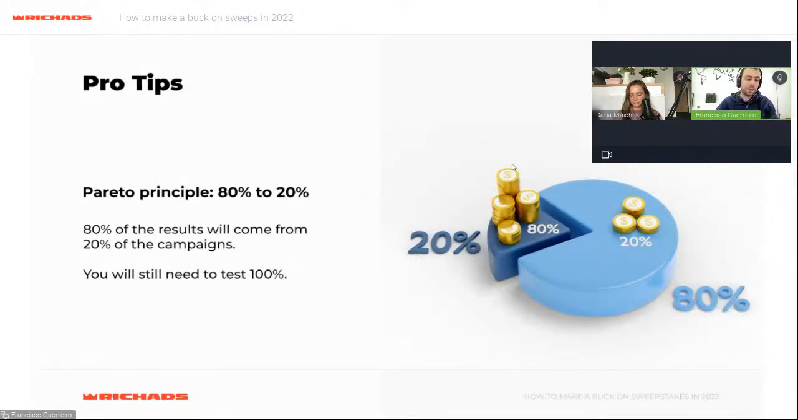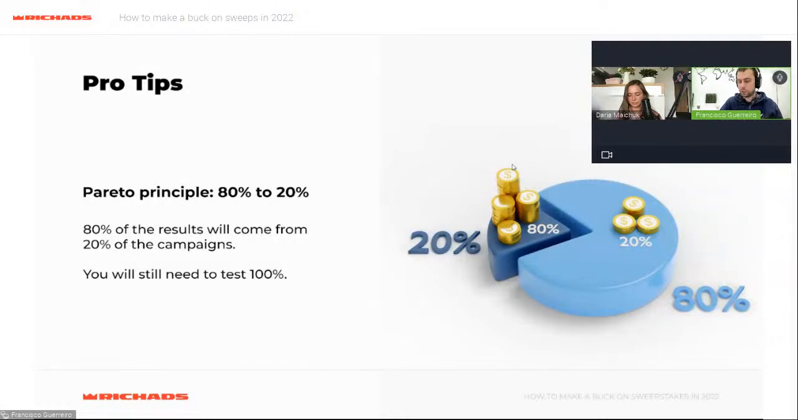So this means that you need to test 100%. Like I was speaking in the beginning, you need to test as much as possible. You need to test new offers, new traffic sources, new landing pages, new countries. You need to test. Because when you are testing something, you are basically paying for data that you can then use with a tracking software to check what is working, what is not. And based on this, you can then cut what is not working and really scale what is working.